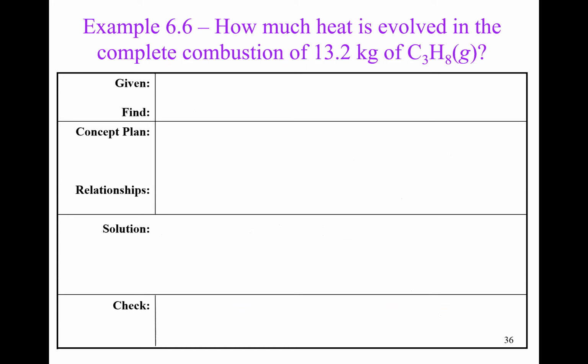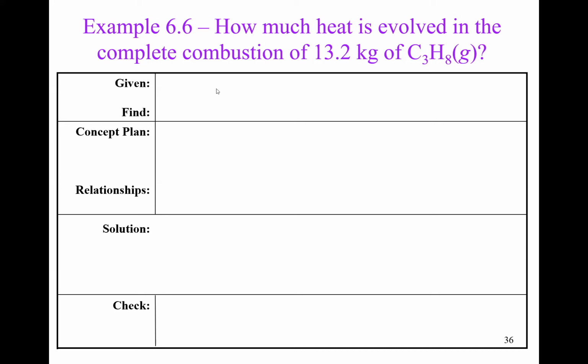Okay, there'll be one of these on the test for sure. So in this one, how much heat, that tells us we're looking for an answer in kilojoules, is evolved. That just means at the end of the reaction, in the complete combustion, that's combining anything, in this instance, it's C3H8, which is propane, with oxygen gas, of 13.2 kilograms of the C3H8.